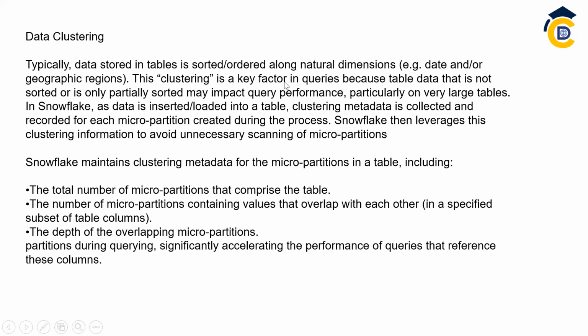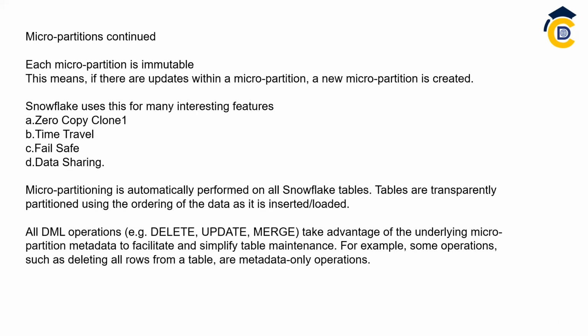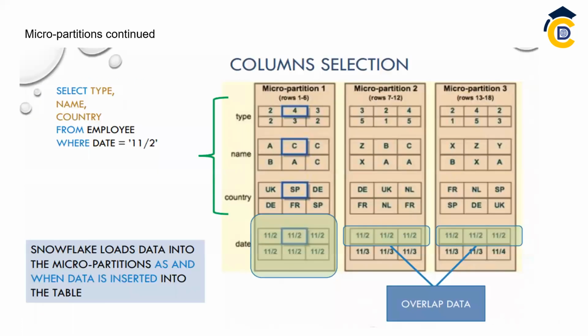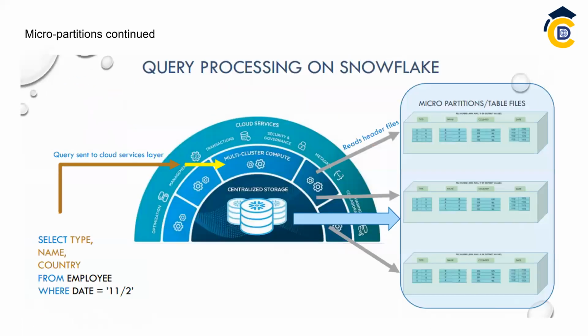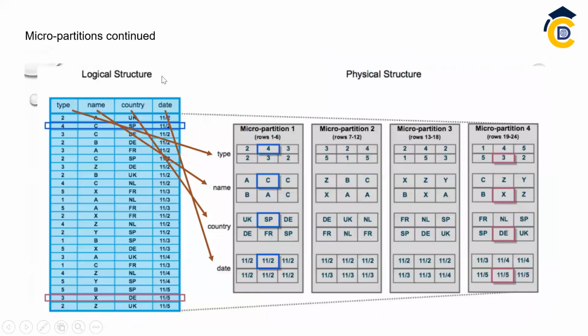So clustering is a key factor in queries, because a table that is not sorted or is only partially sorted may impact query performance, particularly on large tables. So here, in this case, this is partially sorted, right? 11 by 2 came as a group earlier. Some 6-7 rows, some 12 rows in the initial, they came all as 11 by 2. So it was all sorted by date. But later on, some other values started to come, and again the 11 by 2 started to come, and so on. So it is partially sorted.